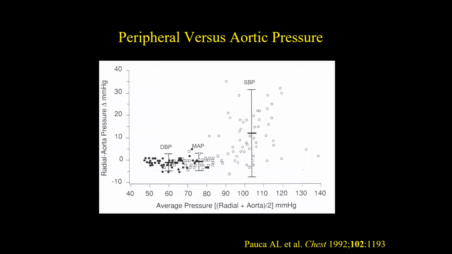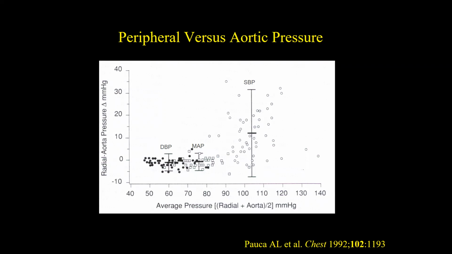But they then said, well, there's really not a lot of money involved, so they forgot all about it. And in the 1990s, it was revisited. This is data from Alberto Pauca, who's an anaesthetist. The vertical axis is pressure in the radial artery against pressure in the aorta. If you look at diastolic pressure, there's very little difference between the arm and the aorta. If you look at mean pressure, again, there's very little difference. But if you look at systolic pressure, just like they'd shown 50 years previously, there were big differences between the arm and the aorta.